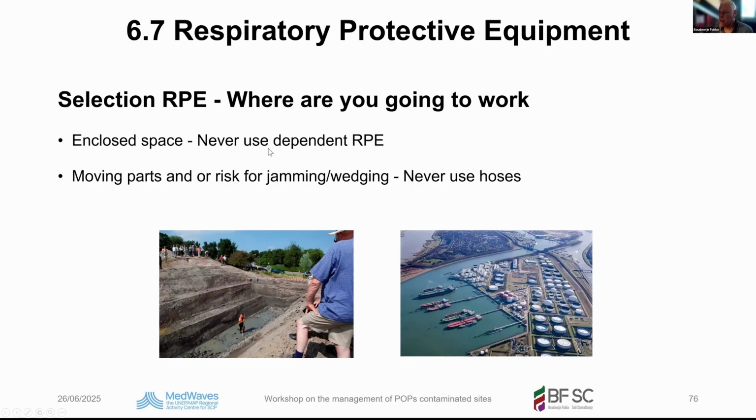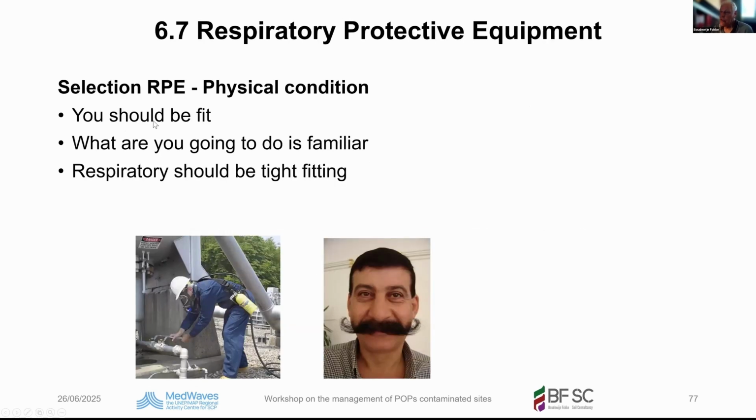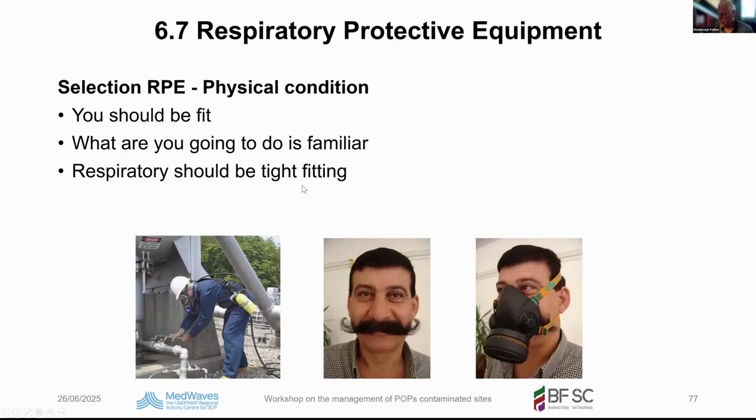Selection: where are you going to work? Enclosed space, never use dependent respiratory protective equipment, moving parts, or risk of jamming and wedging. Never use hoses. So enclosed, never use dependent, but have your air supplied, like this. You should be fit to wear. Respiratory protection should be liquid tight, should be tight fitting. So this is not good.